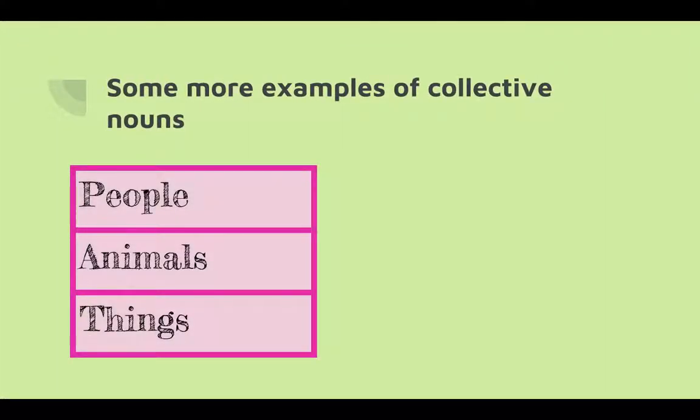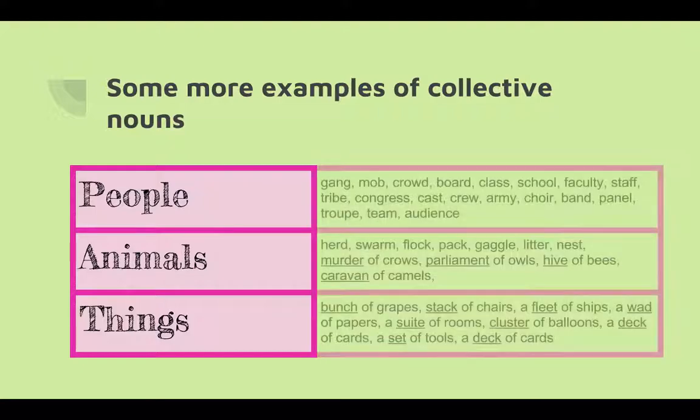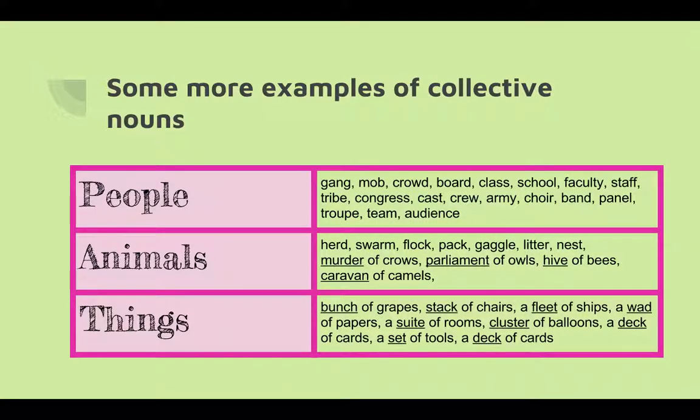We have some other examples besides the ones I just showed you, and I'm going to put them on the screen so you can see some of those different words that go with different people words, animal words, or thing words. Take a little bit of time and just look at these collective nouns. All right, I know there's a lot of them, but we're just going to move on. Just know that these are basically groups.